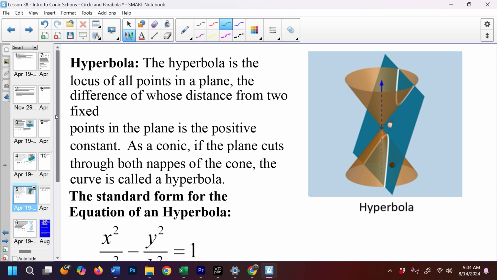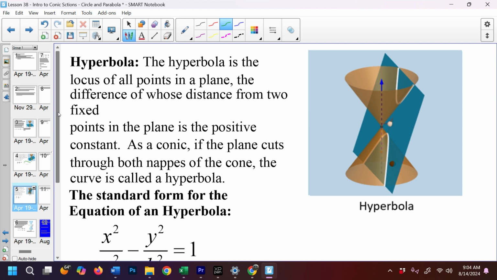Hyperbola is another conic section that we're going to devote a whole section on, which will be later. But as a locus, the hyperbola is the locus of all points in a plane, the difference of whose distances from two fixed points in the plane is a positive constant. And I'll show you what that means.